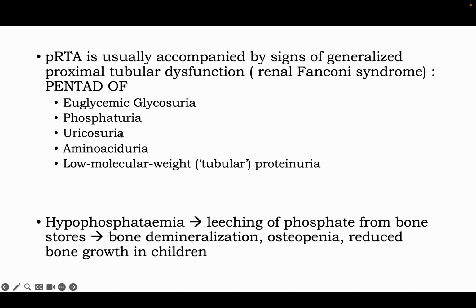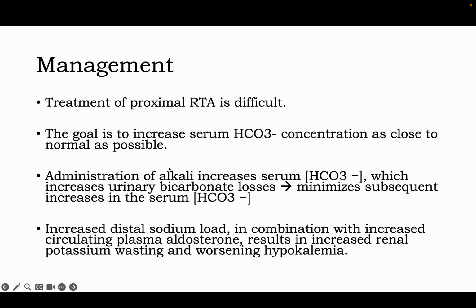Associated hypophosphaturia, uricosuria, aminoaciduria are all seen in the case of proximal RTA. So hypophosphatemia can cause bone demineralization, osteopenia and reduced bone growth in children. This is the case we have seen.